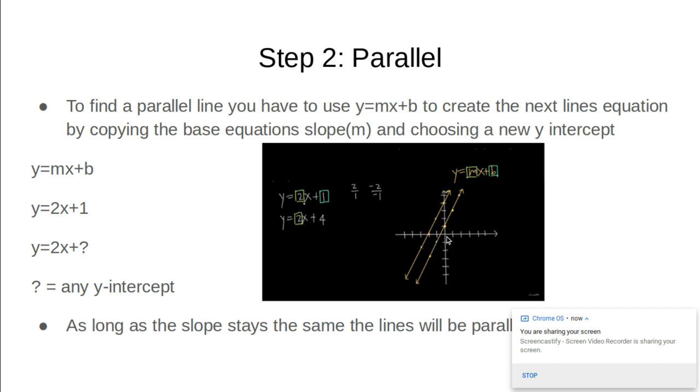As we plot this line on the y-axis, plus 4, we can then follow our slope down 2, back 1, down 2, back 1.